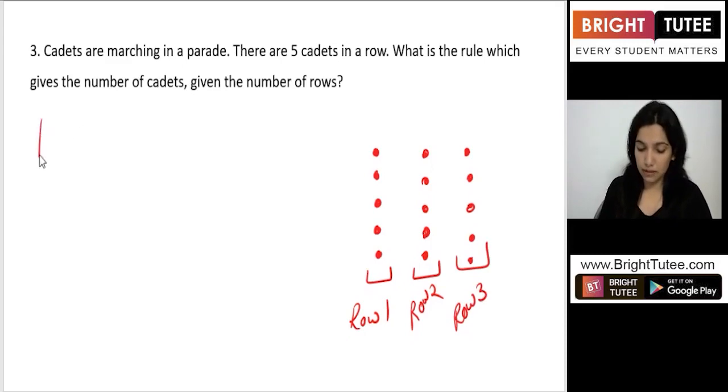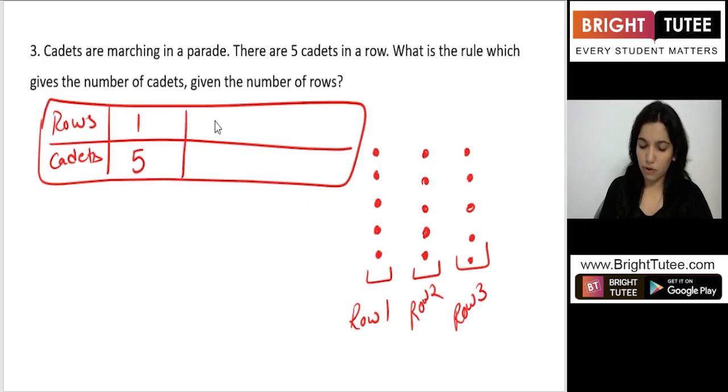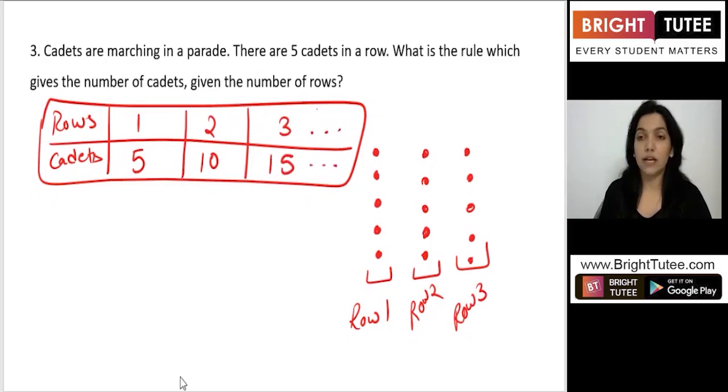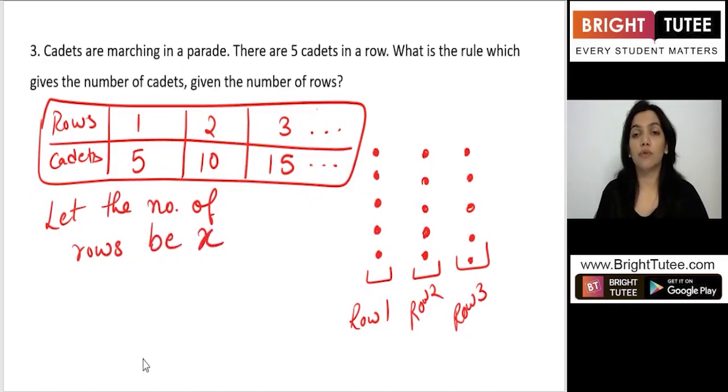So what is the pattern that we have got? Let's make a table for it. Here let's write the number of rows and here let's write the cadets. So for 1 row it is 5. For 2 rows it is 10. For 3 rows it is 15 and this will go on, right? Now let the number of rows be x. Okay, so let us represent the number of rows by x.